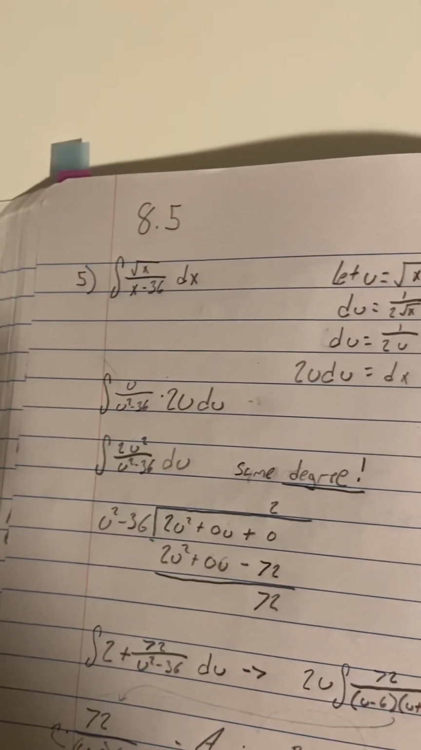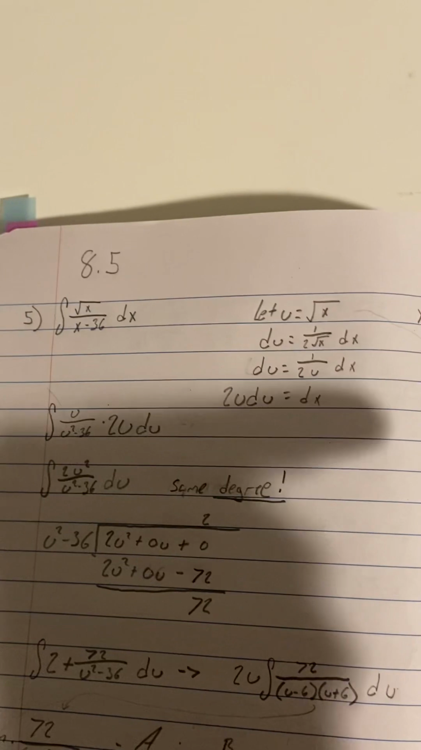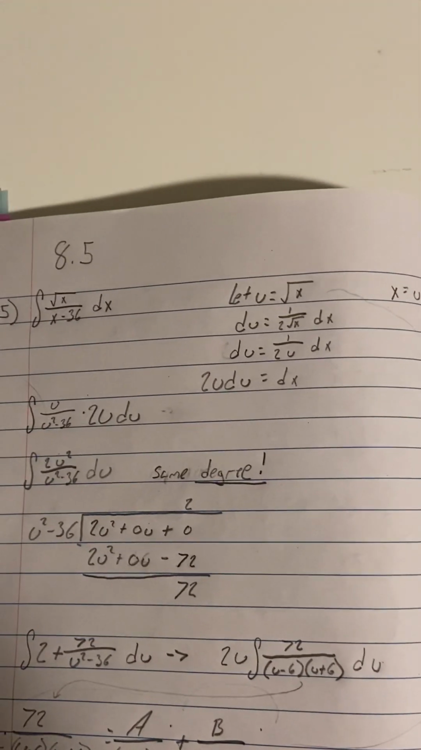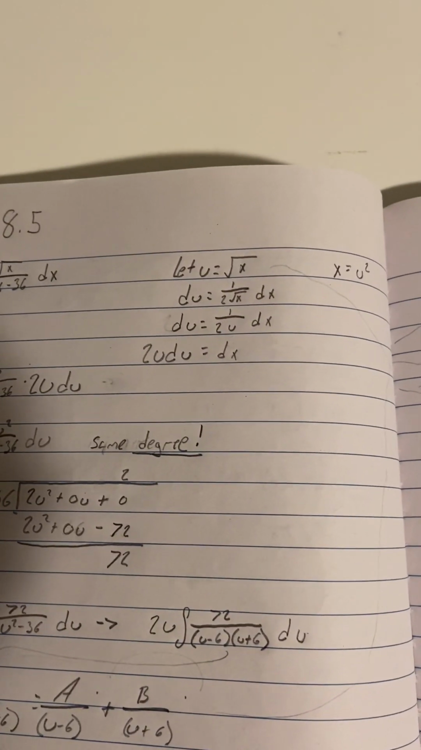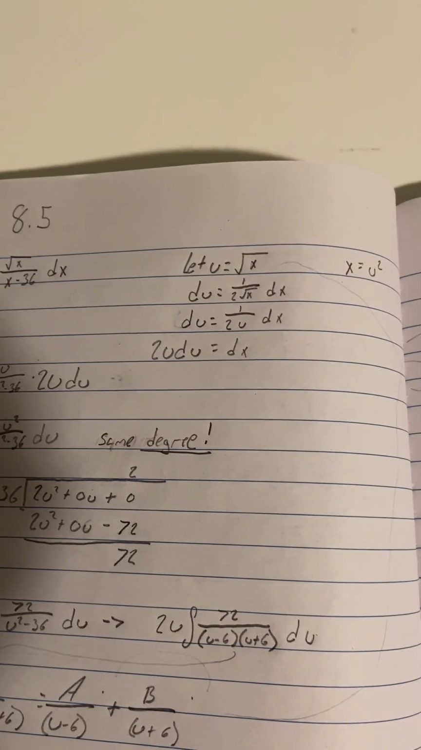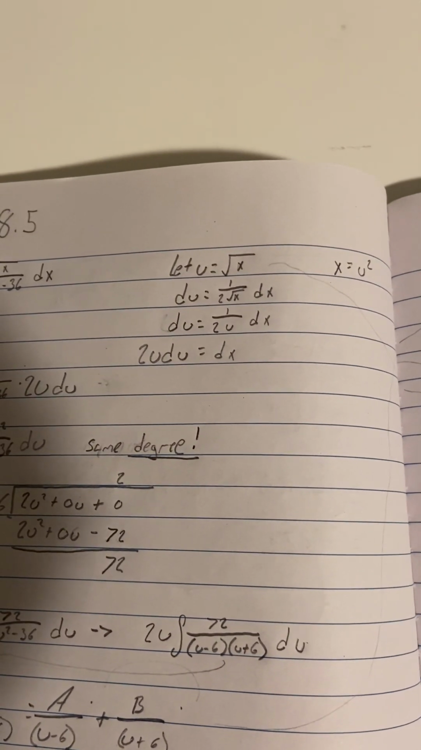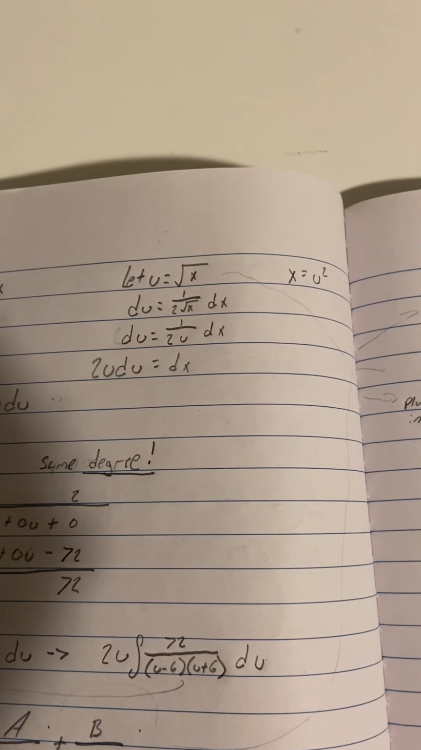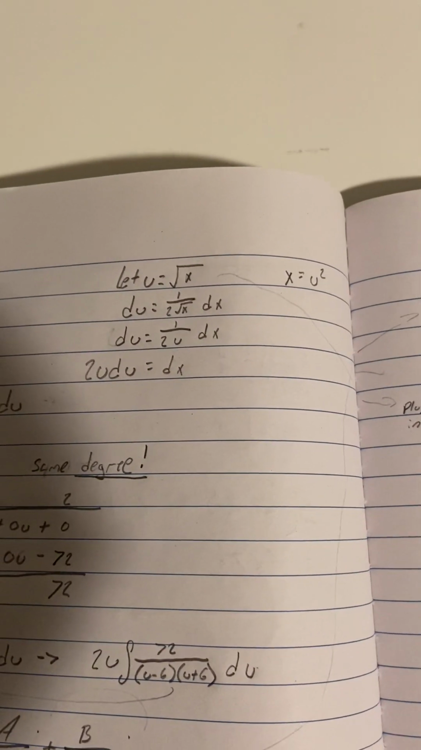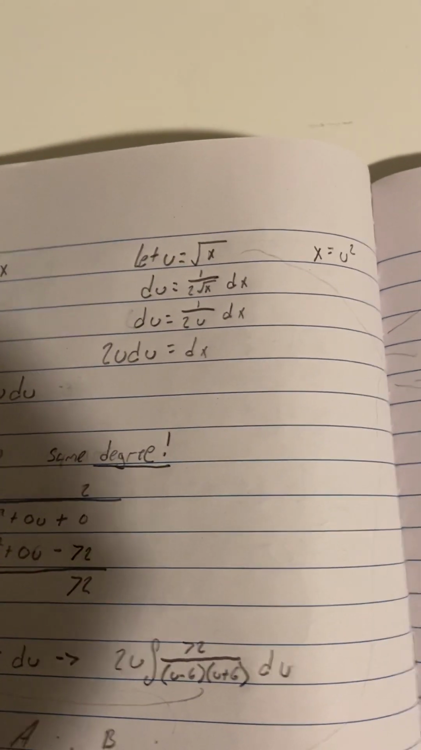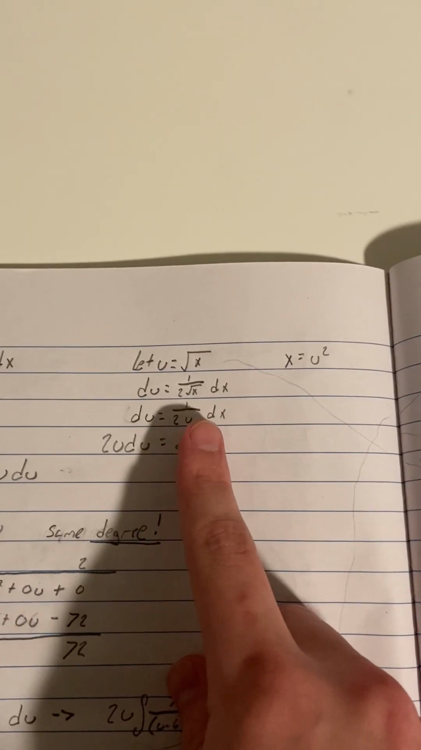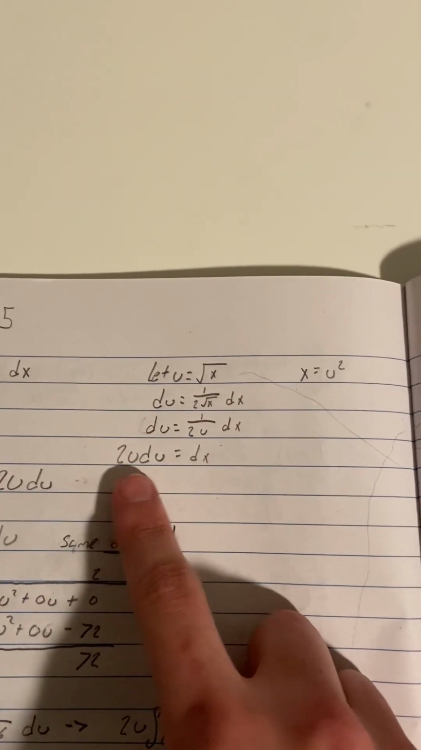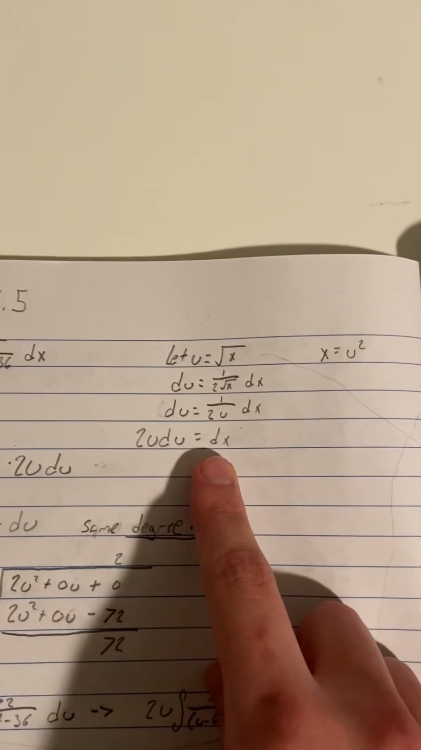So my first step was to make u equal the square root of x, and then the derivative of that is 1 over 2 square root of x dx. And then since I know that u equals square root of x, I made x equal u squared. So that got rid of the square root right there. So then I multiplied it to get over here. And then 2u du equals dx.